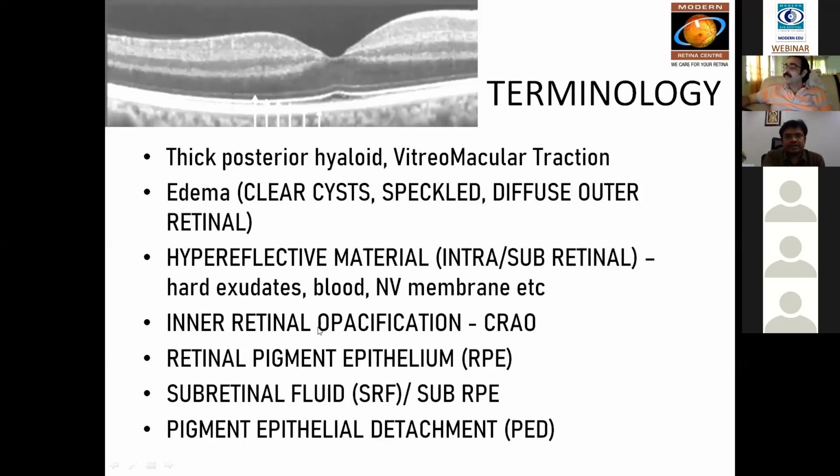The next one is inner retinal opacification. Normally, as you see in the picture above, the layers which are close to the vitreous are called the inner retinal layers. They are not hyper-reflective, but they are medially reflective. In case of arterial occlusions, sometimes these layers become very opaque. That is very typical of central retinal artery occlusion. Then retinal pigment epithelium, RPE, which we commonly say, is nothing but the retinal pigment epithelium. That is the deepest, outermost layer of the retina.